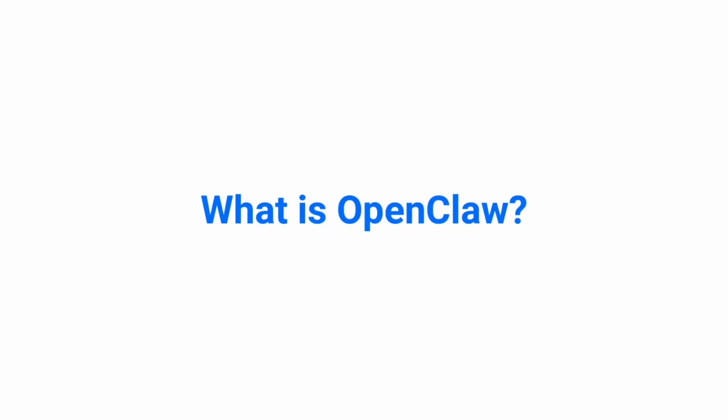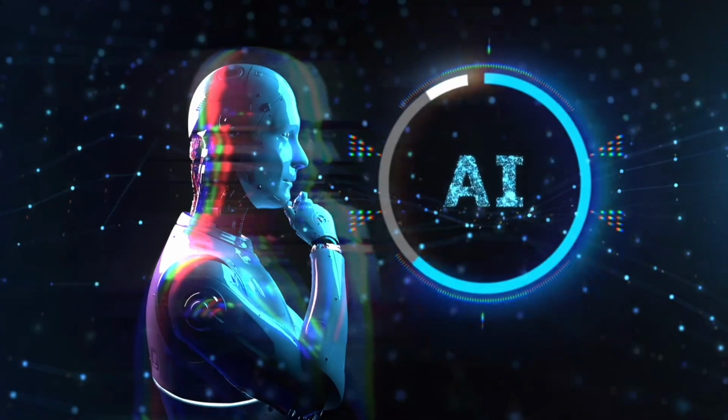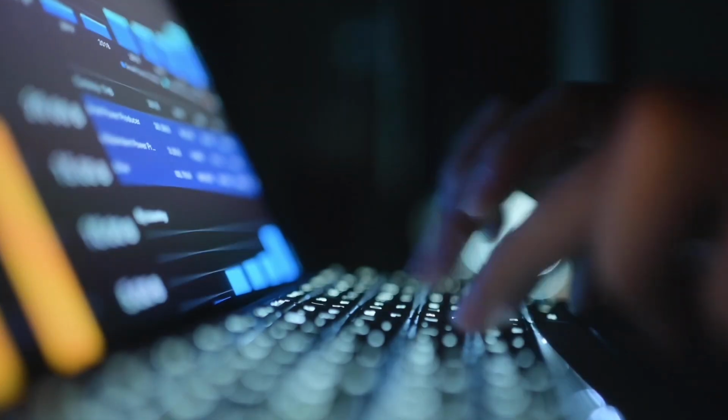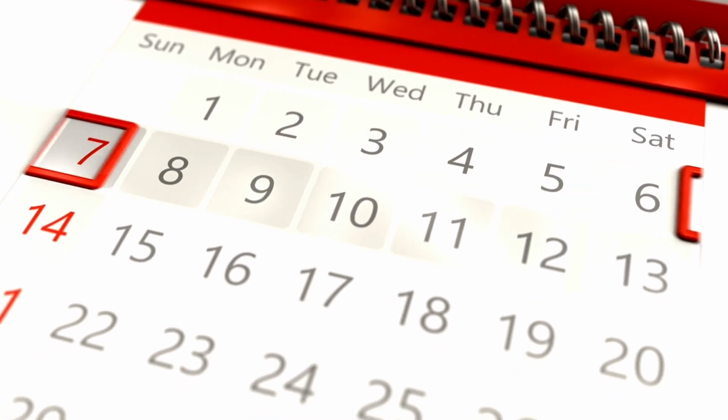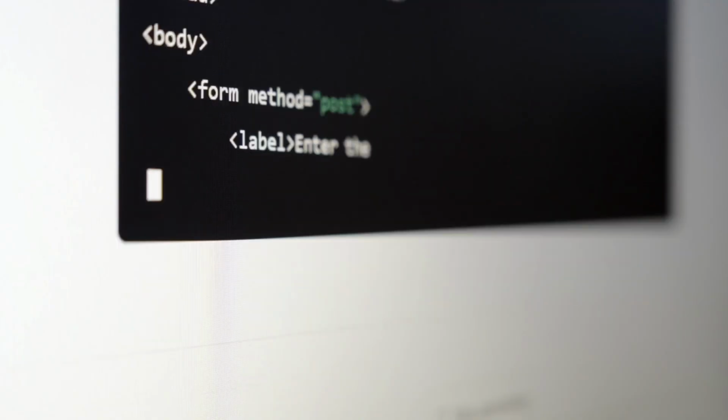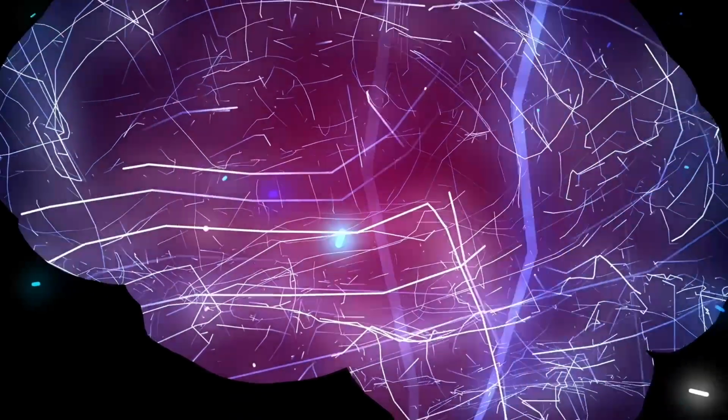So what is OpenClaw? It's an AI assistant that you deploy and control yourself. It can manage your calendar, browse the web, read and send emails, run scripts, and even write new skills for itself. And it's completely free. You bring your own API key and run it where you want.